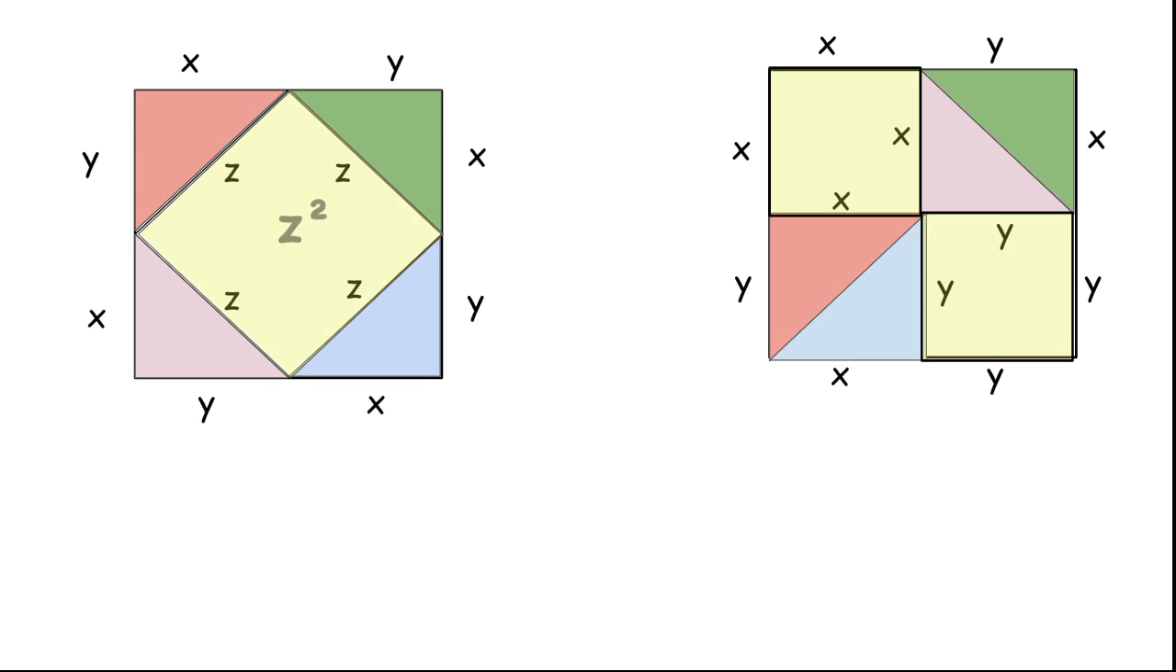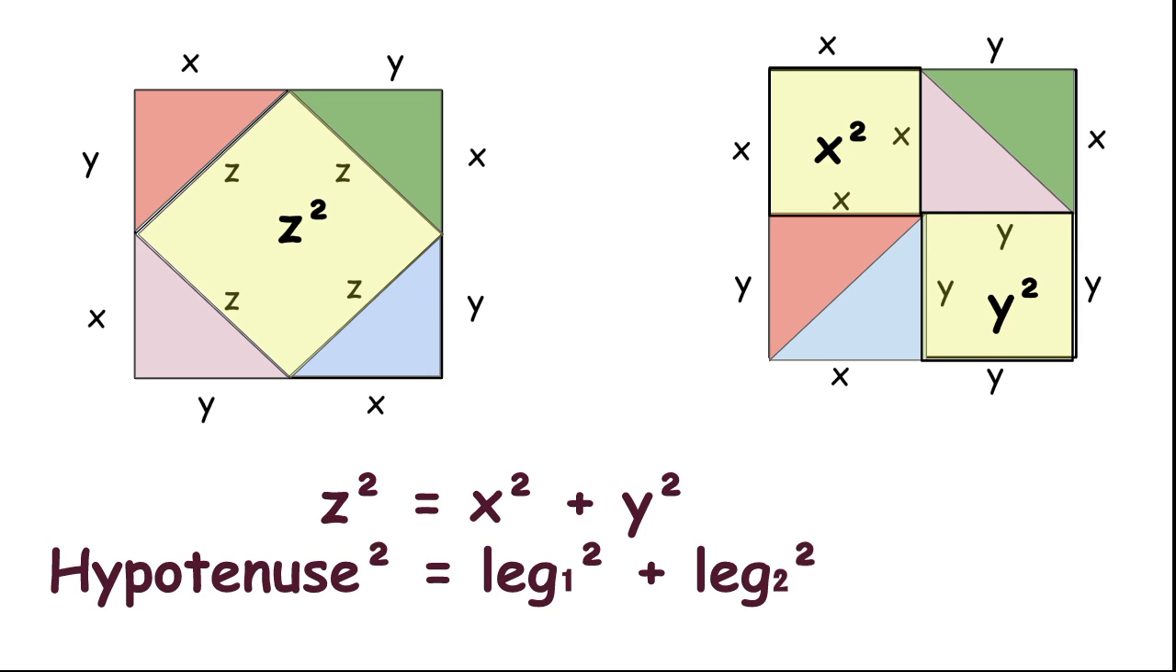Now this is actually the scenario which we have got. The unshaded part in the first frame is z square, and the unshaded part in the second frame is x square and y square. So therefore the unshaded part in both the frames is equal. So that is z square is equal to x square plus y square. Here the z square is nothing but the hypotenuse of each right angle triangle, and x square and y square are the squares of the legs. So from this we can tell that hypotenuse square is equal to leg 1 square plus leg 2 square.